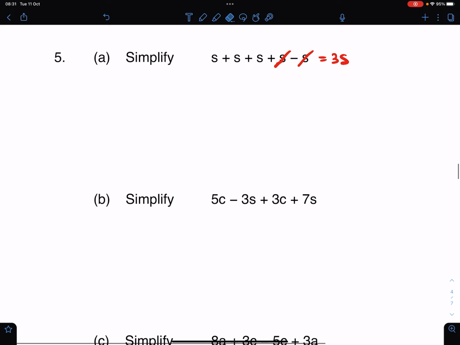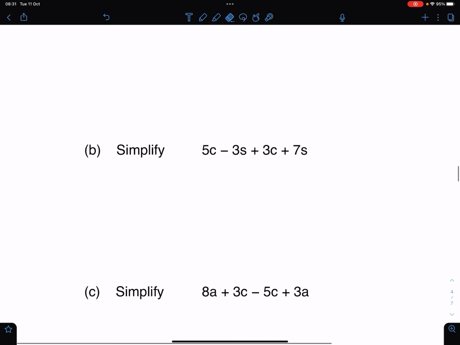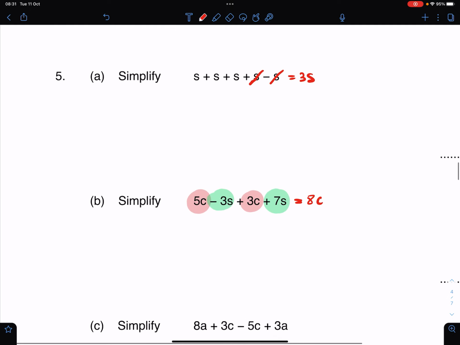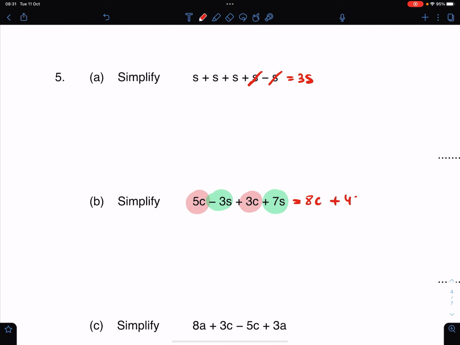For example, no, we don't have it here. So far we don't have it. Okay, so 5c and 3c, positive, positive, so it's going to be altogether 8c's. So negative 3s and 7s altogether will give us positive 4s. Guys, not negative, because 7 is positive, right? Yes. Are we okay with this? Good. Anyone else?